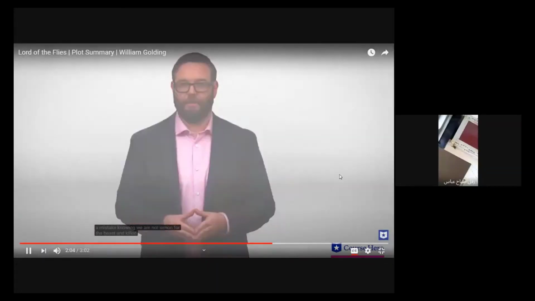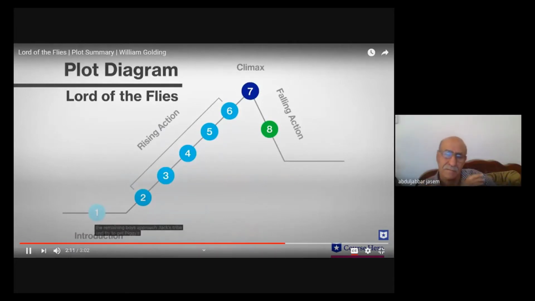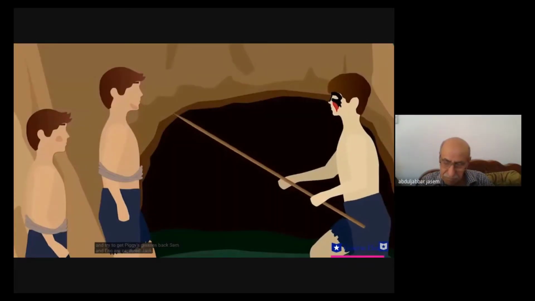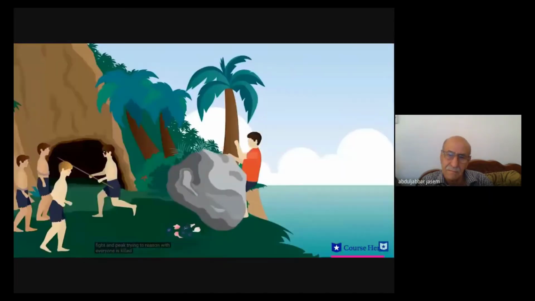Knowingly or not, or the beast. Following action, the boys approach trying to get Sam and Eric trying to reason with everyone, is killed by Roger. The conch shell smashed in the process, symbolizing the destruction of civility.